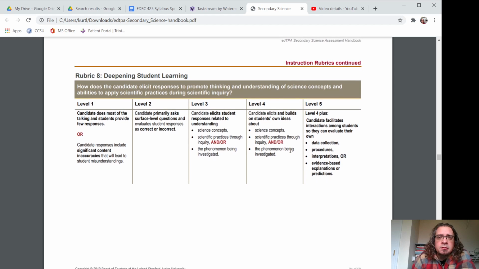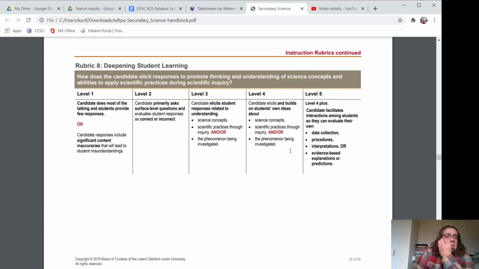Again, pause if you need to. Rubric 8. How does the candidate elicit responses to promote thinking and understanding of science concepts and abilities to apply scientific practices during scientific inquiry? Okay, so rubric 8 is just deepening student learning. So everybody's going to have something along those lines. Again, this is obviously content area specific, but generally speaking, it's about deepening student learning. So if you don't focus on the science concepts so much here, and just think about your content area, or look at the rubric in your handbook, you'll see that going on.